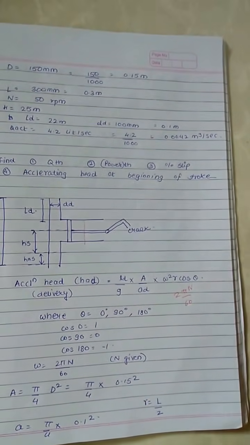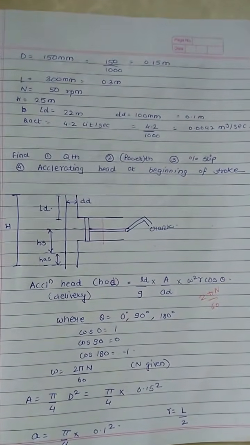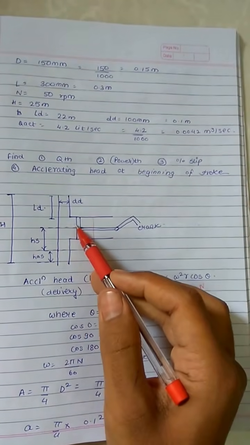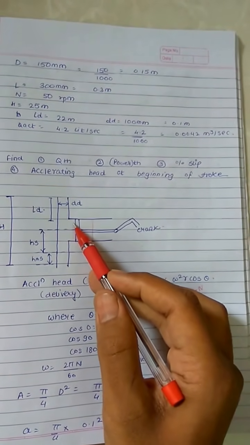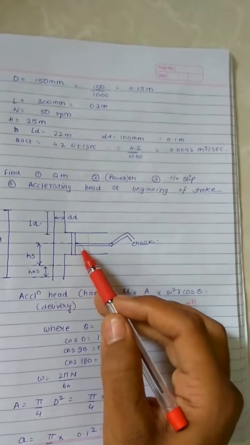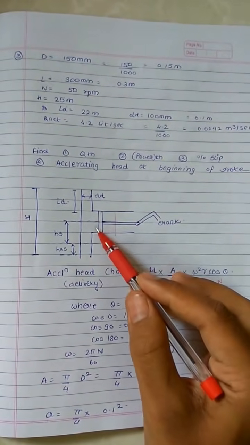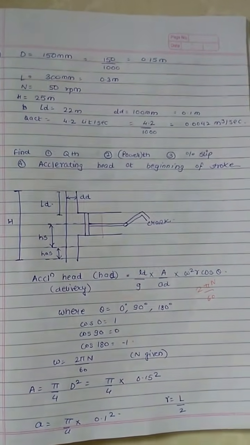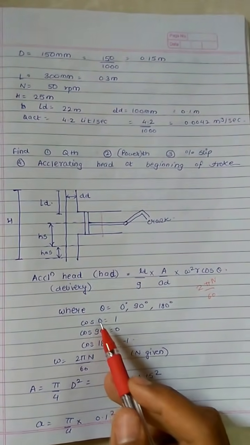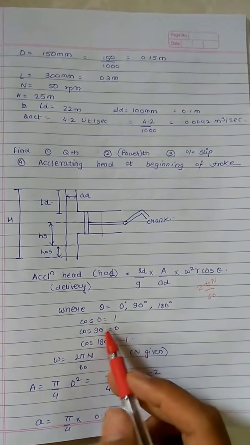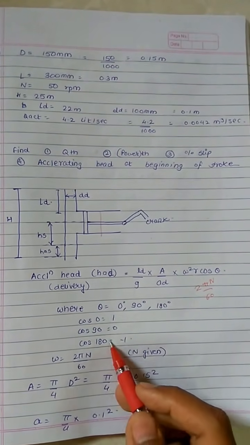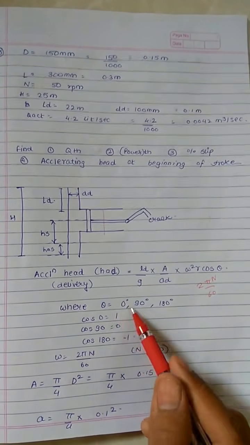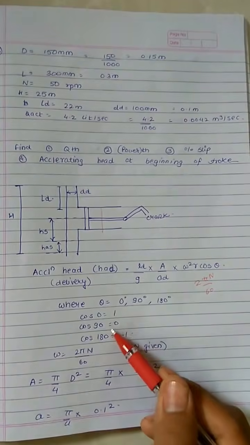Now the question comes, what to use for theta? So friends, when the suction stroke starts, the piston is at the innermost center, that is 0 degree. So we will get maximum head at the beginning of the stroke rather than the end of the stroke. So we use theta equal to 0 degree to find out the maximum accelerating head. When we put cos 0, we get 1, cos 90 is equal to 0, and cos 180 is equal to -1. This shows that the accelerating head is maximum at the beginning of the suction or delivery stroke.